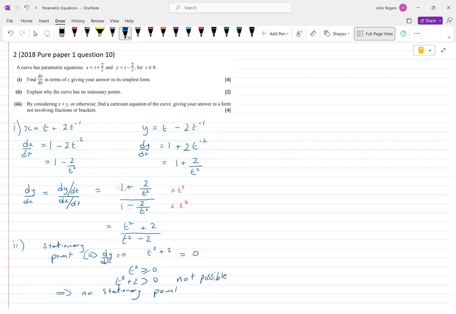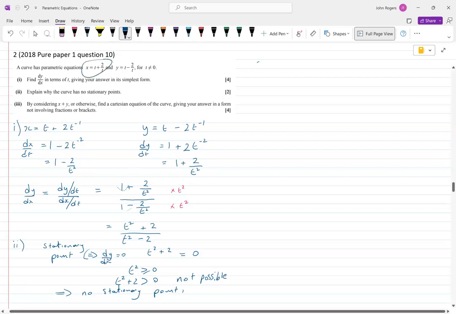Okay, now the third bit would be quite tricky, because we've got x and y in terms of t, and t occurs twice, so this would be quite difficult. You can imagine trying to get t the subject is going to be pretty hard, because that's going to end up with a quadratic. It's going to be quite messy. Thankfully they've given us some help.